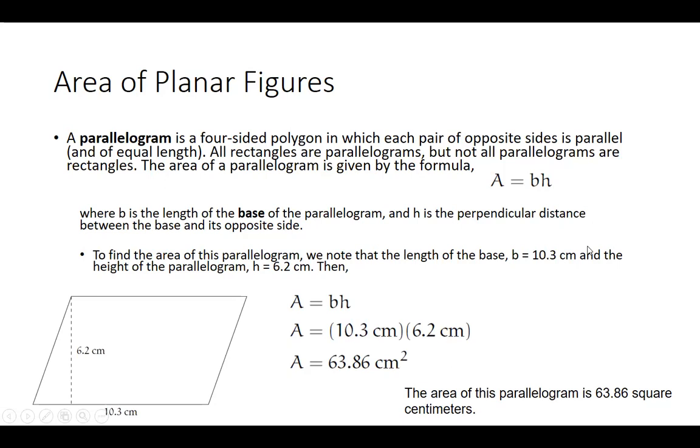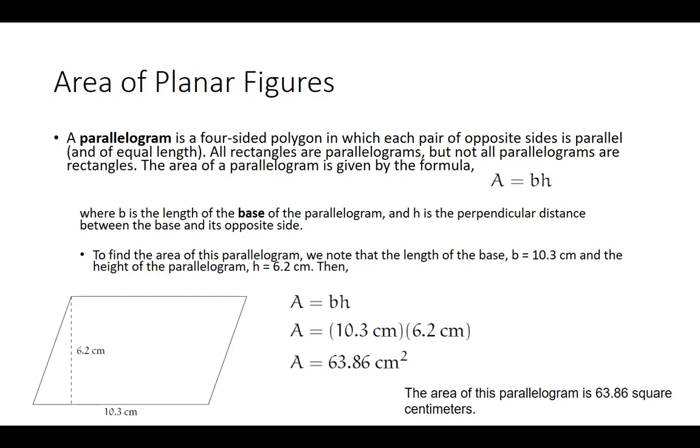A parallelogram is a four-sided polygon in which each pair of opposite sides is parallel and of equal length. All rectangles are parallelograms, but not all parallelograms are rectangles. We can see that with the parallelogram shown here.